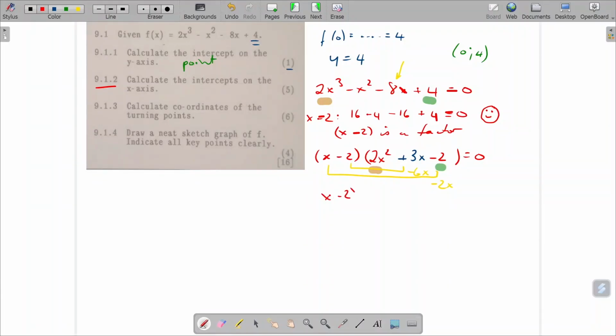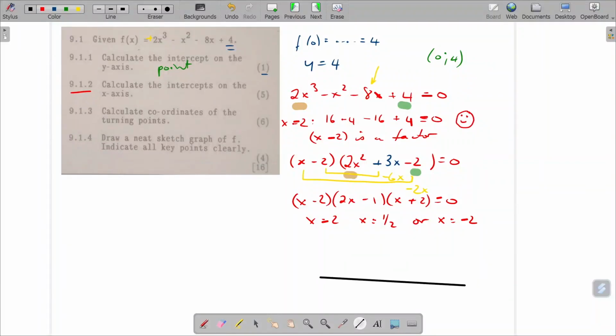So x minus 2, 2x, and x minus 2, so plus 2 in this case, and minus 1 equals 0. You check for me if you want to. I've got the 2x squared, I've got the minus 2, the minus x, and the plus 4, excuse me, plus 3x, and I'm happy. So x equals 2, x equals a half, or x equals minus 2.